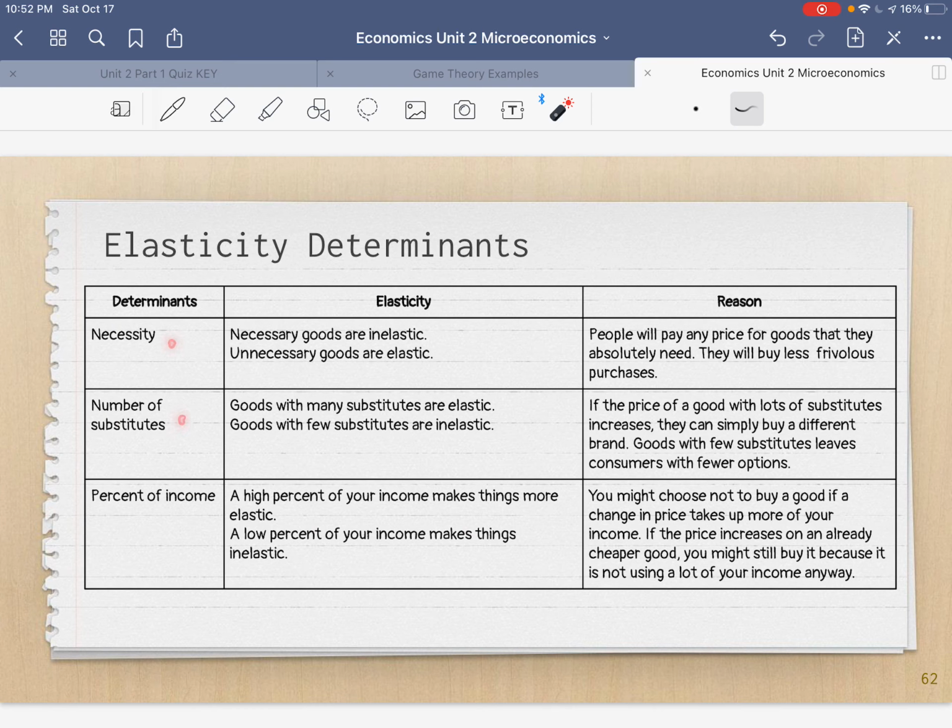Necessity, number of substitutes, and the percent of income. And there are two outcomes here. If it's necessary, it's either elastic or inelastic. If it's unnecessary, it's either elastic or inelastic. Same for substitutes and percent of income. So let's go through these individually, and I'll try and give you some examples.